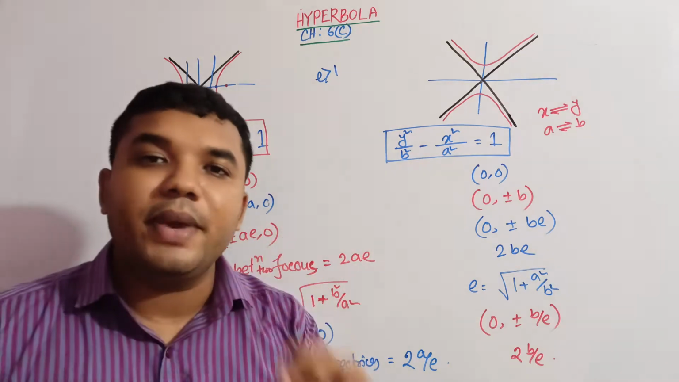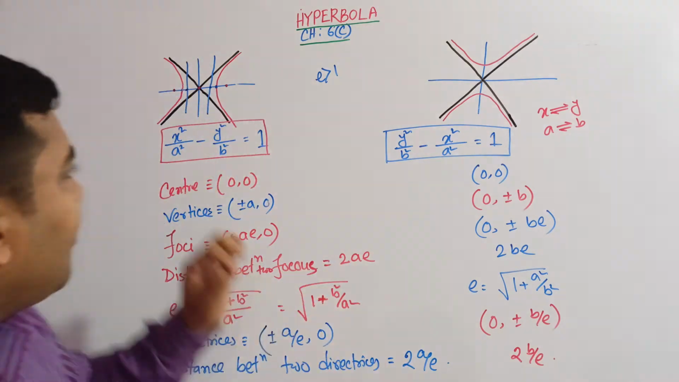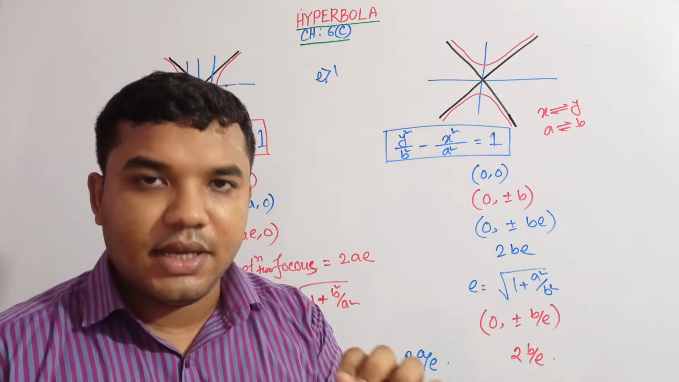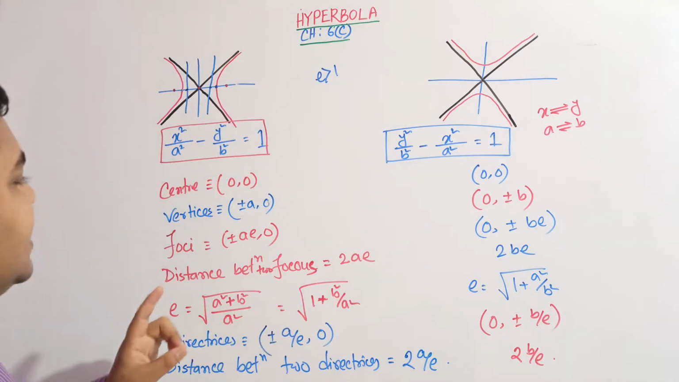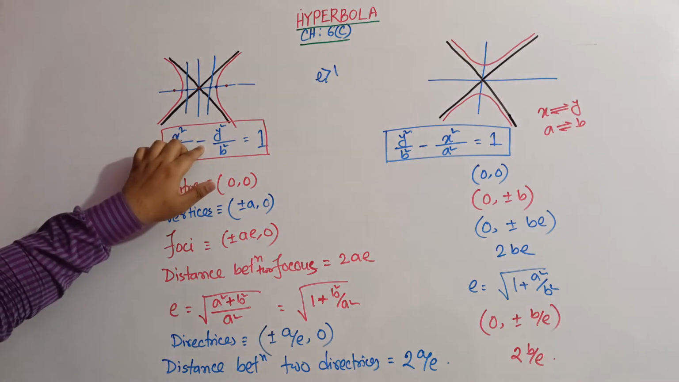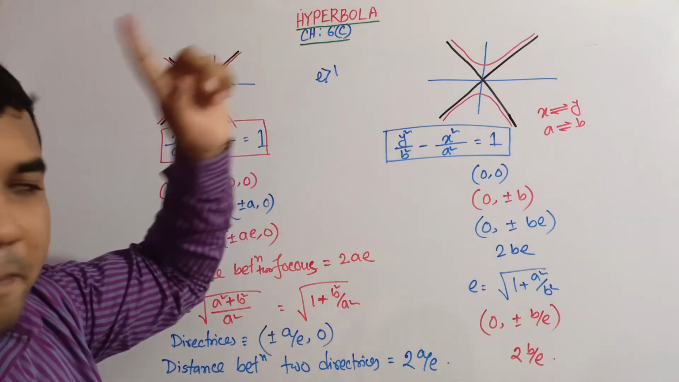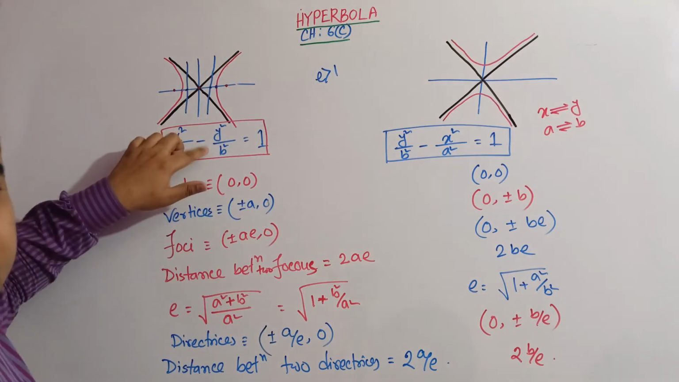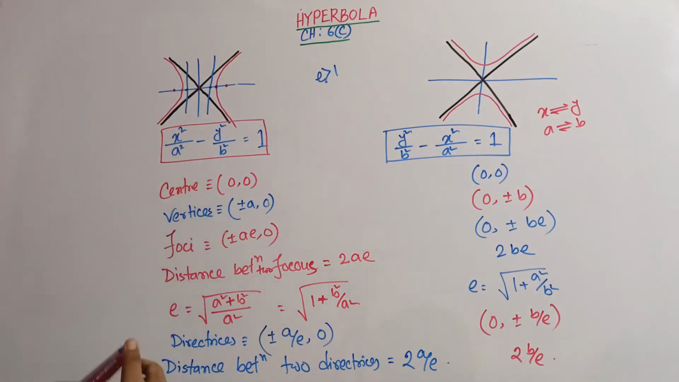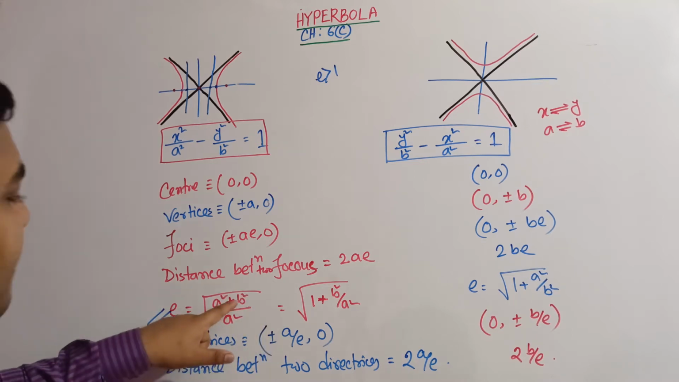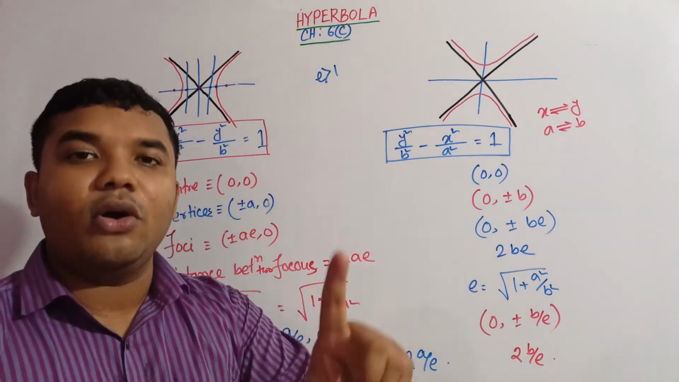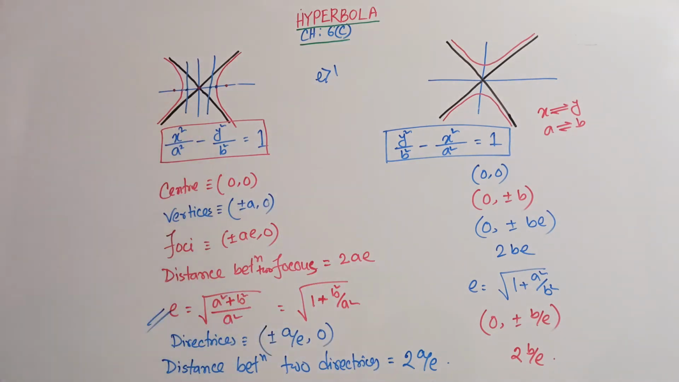These are not all, so we're now going for another part. But I wanted to mention one thing: there is a difference from the ellipse, and the difference is very simple. Here it is minus, but in the ellipse it was plus. We also find this difference in the eccentricity: here it is plus, but in the case of the ellipse we got minus. So now we're going for some other formulas.